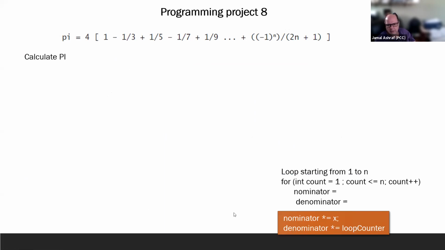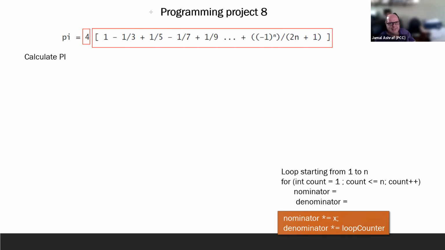Let me get my annotation. So what I'm going to do is break it down in 2 sections. My first section is going to be the 4 itself, and the second part is going to be my bracket or parentheses or whatever we want to call it. So that's the first breakdown. I'm going to break it to a multiplication by 4 and the rest of this.